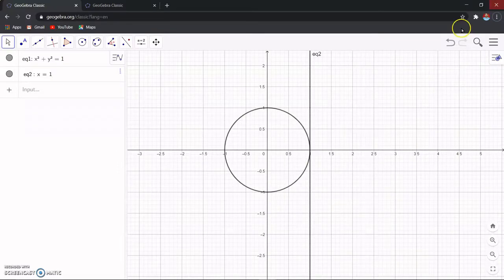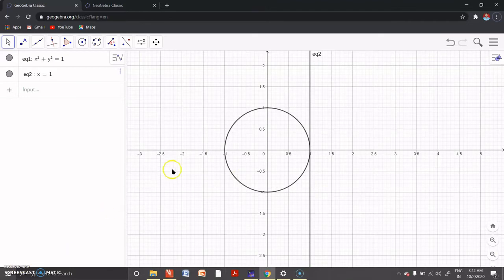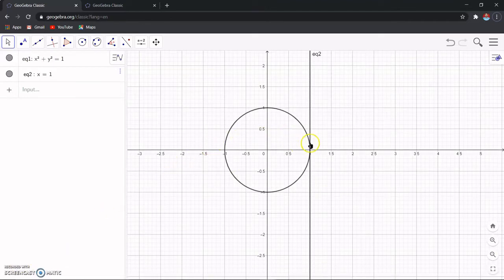I will show you the graph of these two sets in the xy plane. Here is the xy plane, and I've plotted the set A, which is nothing but the unit circle around the origin, as you can see here, and the line x equal to 1 is this, which is your set B.